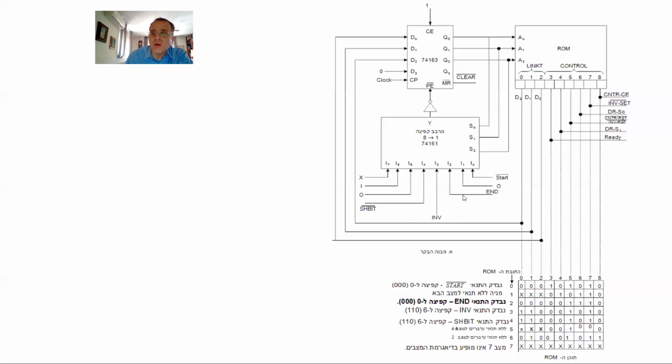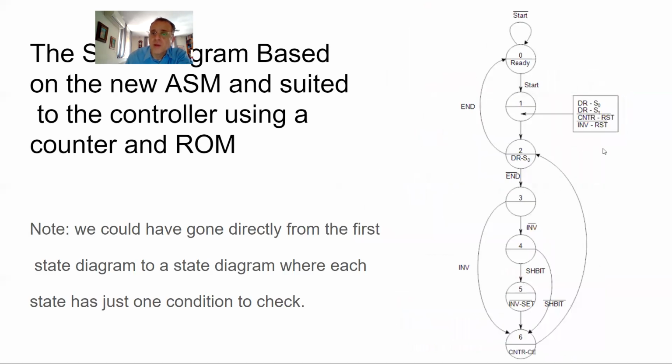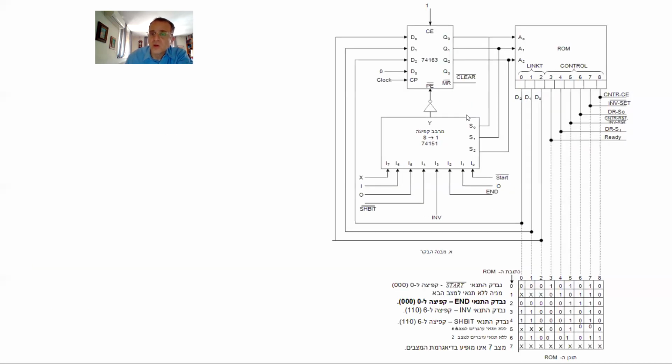Wait, why is there an end over here? On stage 2, let's go back to the chart. Because in stage 2, when do I make my jump? When the end line is lit. So I'm going to connect the end line up to this place.